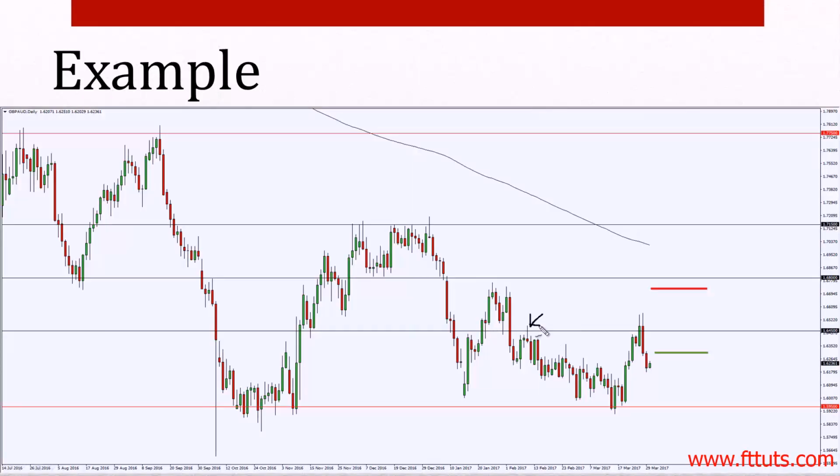A better level to have this false break setup is either this high or this one over here. This is a minor level, and it's a level that I would say I usually would pass, but in this case I took the trade. But a better trade setup would be to trade off obvious levels, like the very obvious support resistance level on your chart.